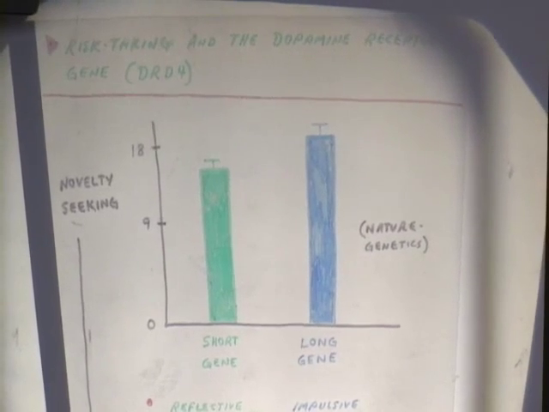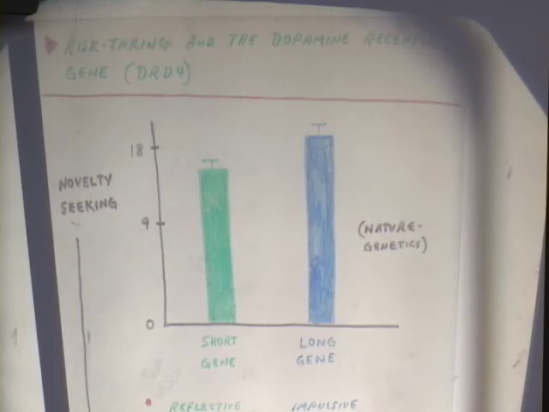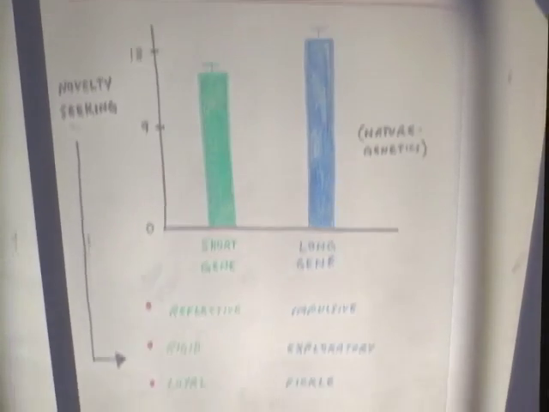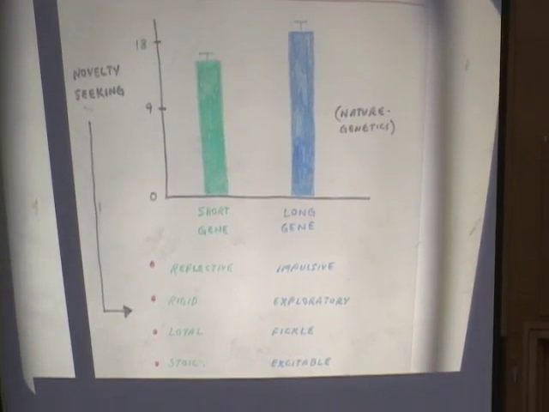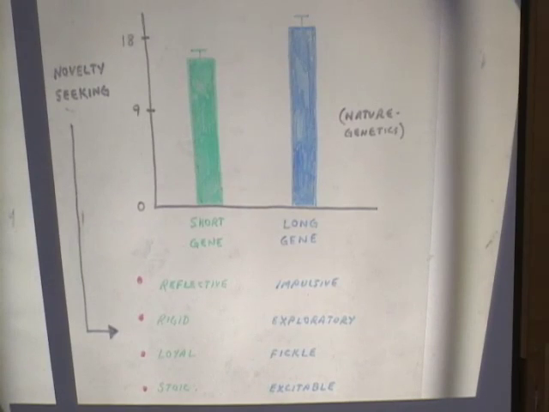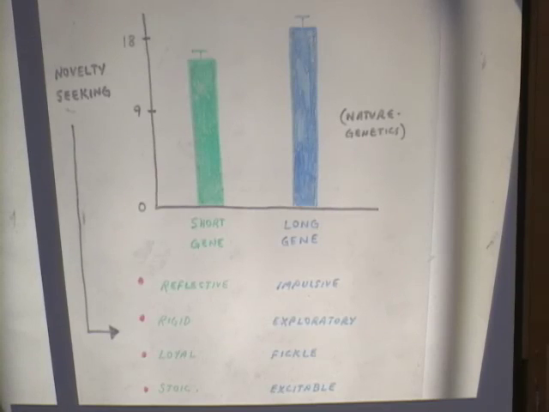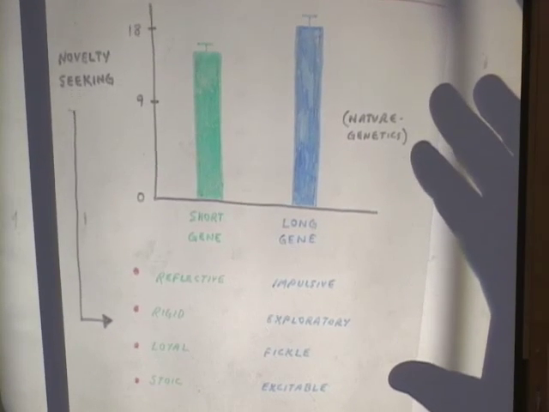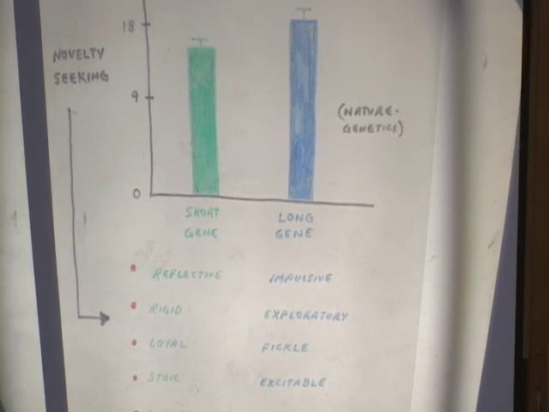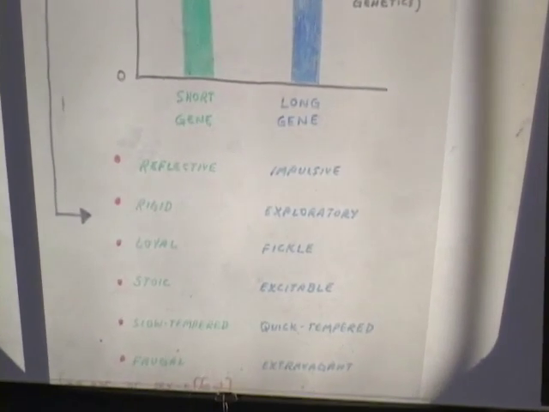They tend to be more exploratory. This is true in animals as well, versus rigid. They tend to be fickle. They'll change their mind a lot as opposed to loyal. They tend to be really excitable as opposed to stoic, rigid. The people with the short versions, more of an even keel. They tend to be slow-tempered versus quick-tempered. These tend to be frugal versus extravagant. No difference as you get older or younger. No difference between males and females.